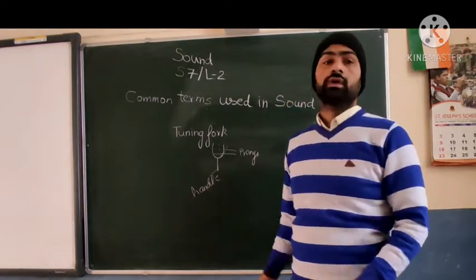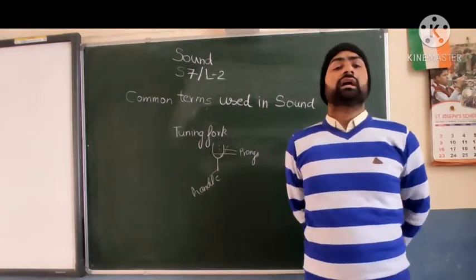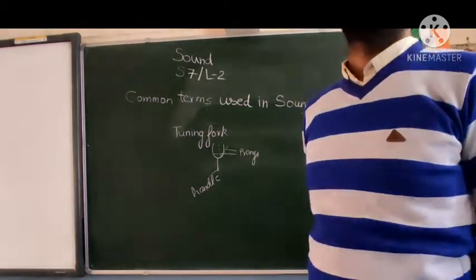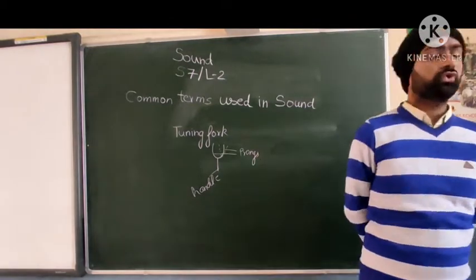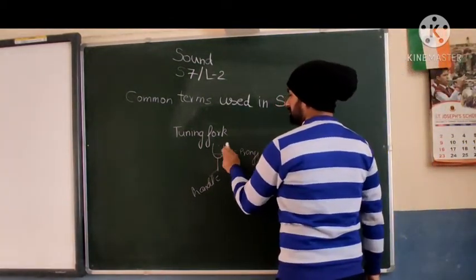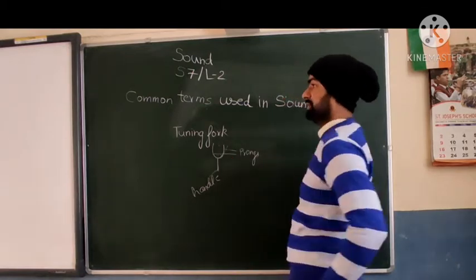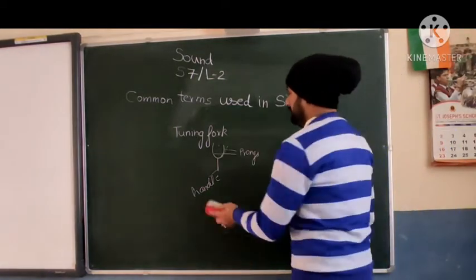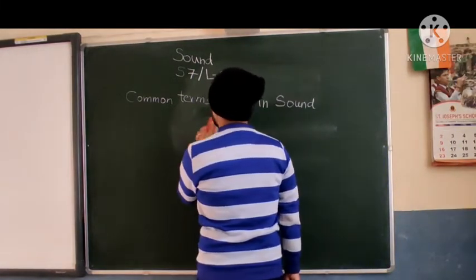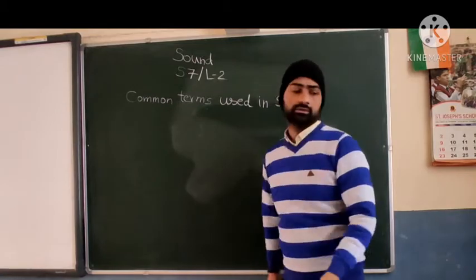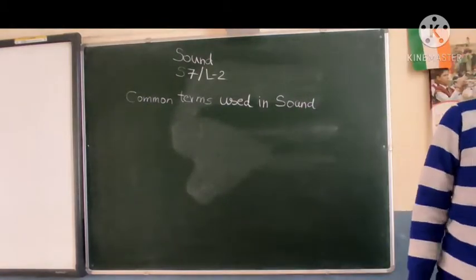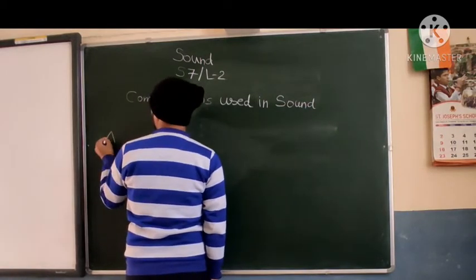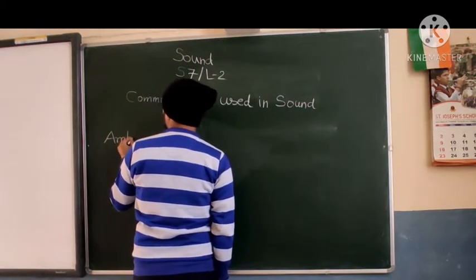They will move, and the position of the one arm of the prong at rest is the mean position. They will always pass through that position. So these are the two extreme positions, and this is the mean position. This I have already discussed. Now taking up the next term, that is amplitude. You have already learned amplitude, and you will learn about it again in class 9. But as of now, I am taking the term amplitude.